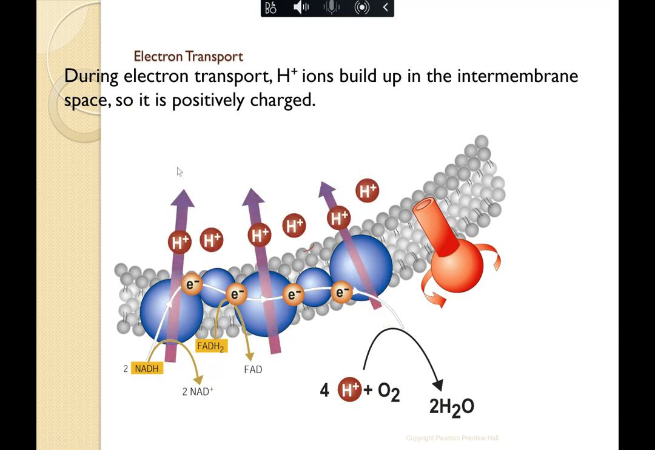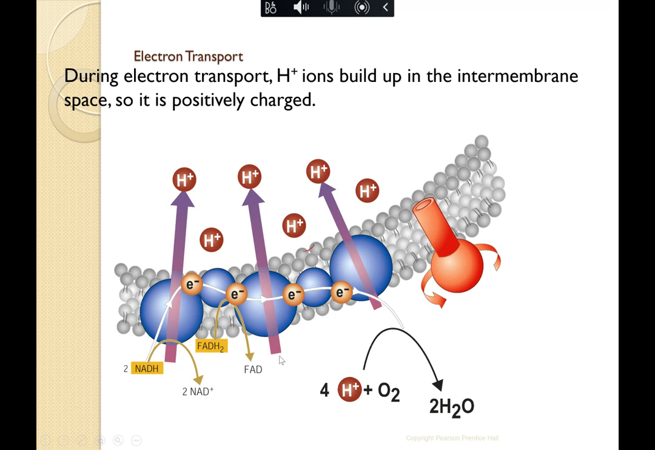Do you guys remember when we talked about concentration gradients and cell transport? That's what's happening here. As all these hydrogens get sucked across, it is making a concentration gradient. It's also creating a charge gradient, right? Because all of these are H plus, they're positively charged. So you end up with a positive charge on this side and a negative charge on this side.